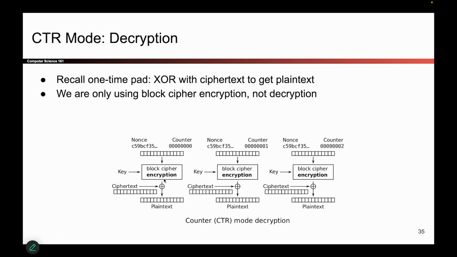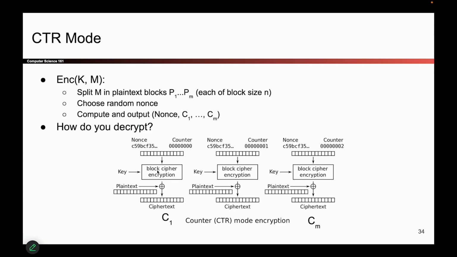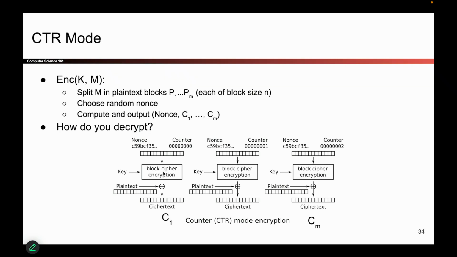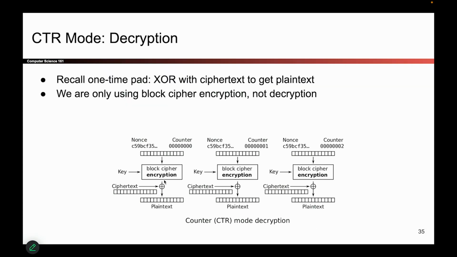Now this is the thing that's confusing. We have to use the block cipher encryption mode. So in other words, you run the block cipher in the forward direction, not in the reverse direction. And the reason why you're doing that is because the block cipher was only used here to generate random looking bits. So if you want to generate the same random looking bits, you have to run the block cipher in the same direction. And here that direction is encryption.